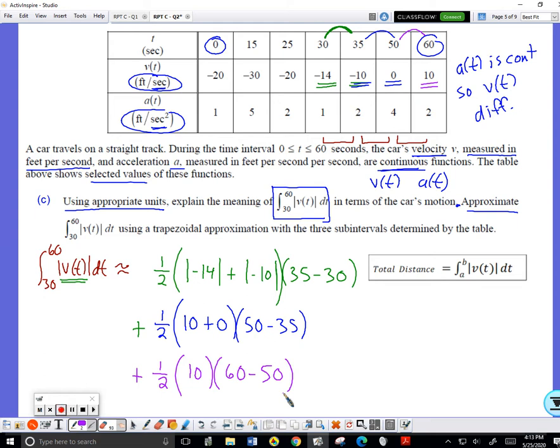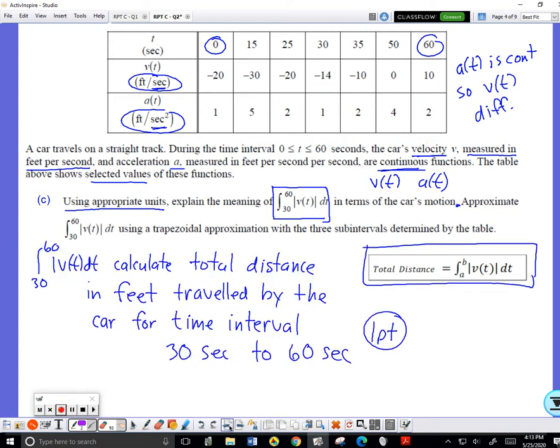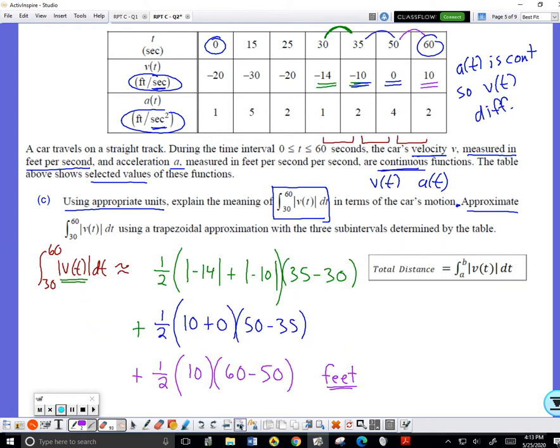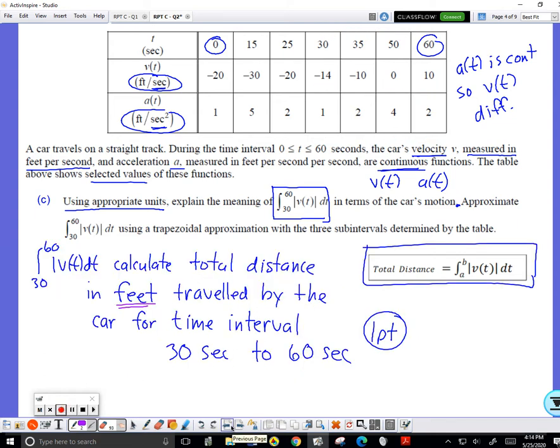Okay, we are finding total distance traveled, so the units here are feet. They didn't say we had to have the units there because we have already explained the units in the first part of the problem right here, distance in feet. So we're okay with that. One more point for that. You don't have to do anything after that, just show those steps. So that's part C. So part C is 2 points total.